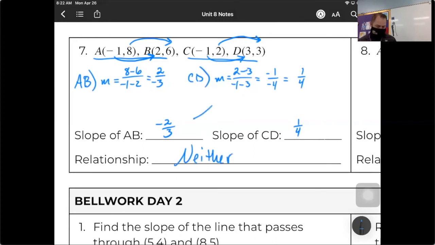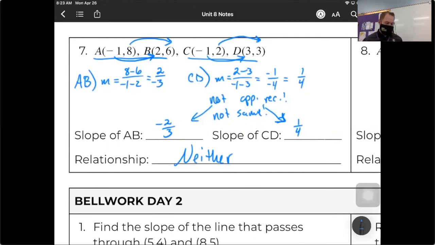Because these are not opposite reciprocals, and they're not the same. So it's neither.